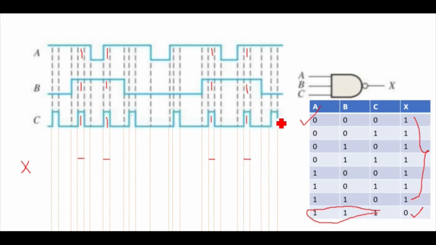Here C is 1 but B is 0. So this is the 0 position, and in the rest of the places X will be 1, like this. X will be 1. So this is your X output. This is approach number 1. Now I will do approach 2, another simple approach.